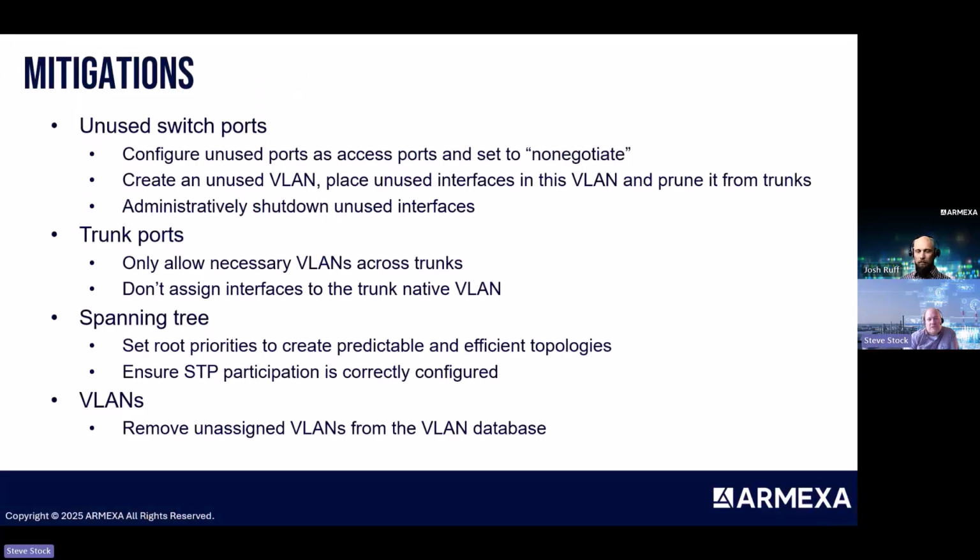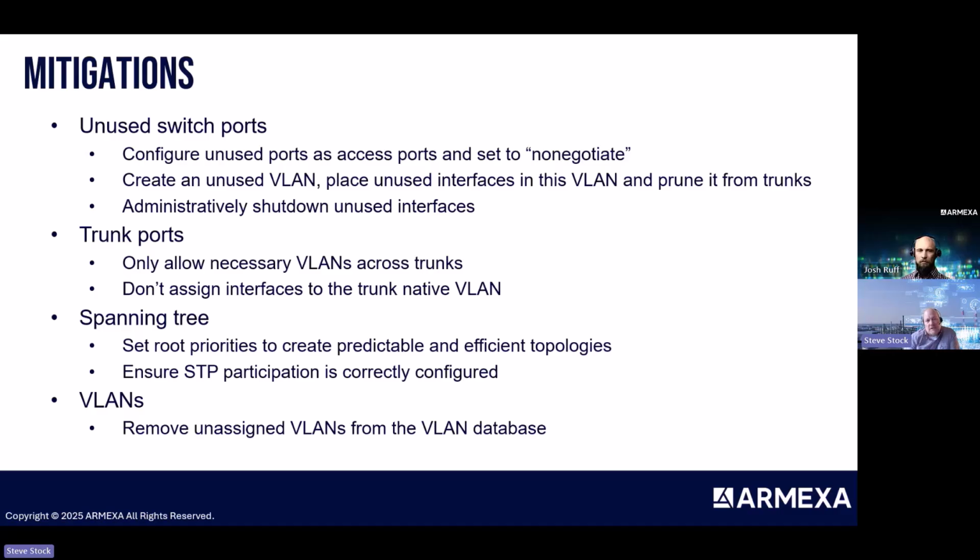So your unused switch ports. What we like to see is any port that's not used, don't leave it in the default. Configure it as an access port and also set it to no negotiate, so that even if a switch or a malicious person tries to connect to it and take advantage of dynamic trunking protocol and establish a trunk, it won't happen. You would have to go in and undo that no negotiate, set it to auto, right? So it'll stop that dynamic switch trunk establishment.